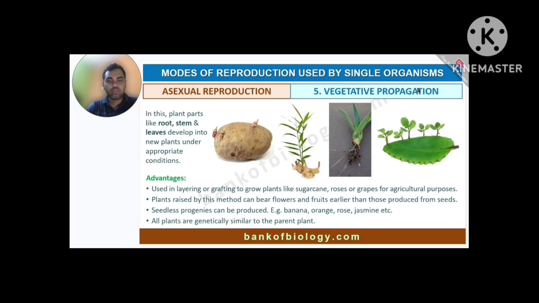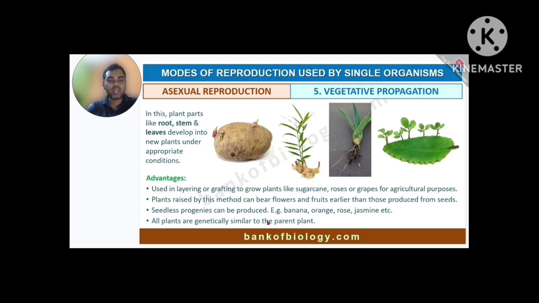Next is vegetative propagation. We all know what vegetative parts are: root, stem, and leaves. Plants grow from the vegetative part under appropriate conditions. What are the main advantages of vegetative propagation? By this, many plants grow very easily in a short time. Plants raised by this method can bear flowers and fruit earlier than those produced from seed. And seedless progeny can be produced, like banana, orange, rose, jasmine.